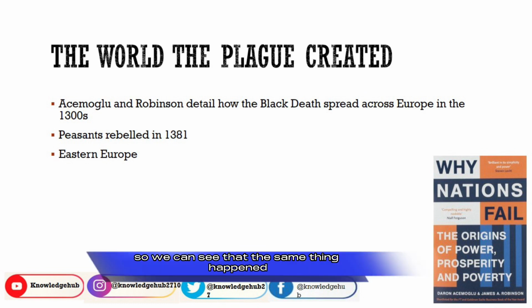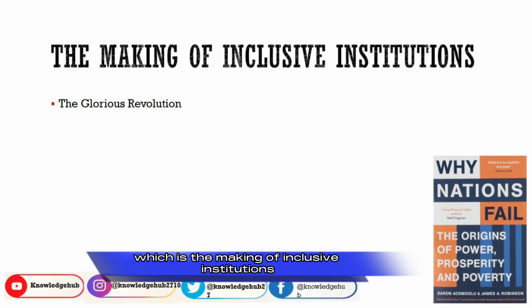So we can see that the same thing happened in Eastern Europe and in Western Europe, but there has been a different result in both parts. The author has synthesized an argument that critical junctures can drive rapid change toward either inclusiveness or extractiveness. So this is how the first section ends, and the second section is the making of inclusive institutions.